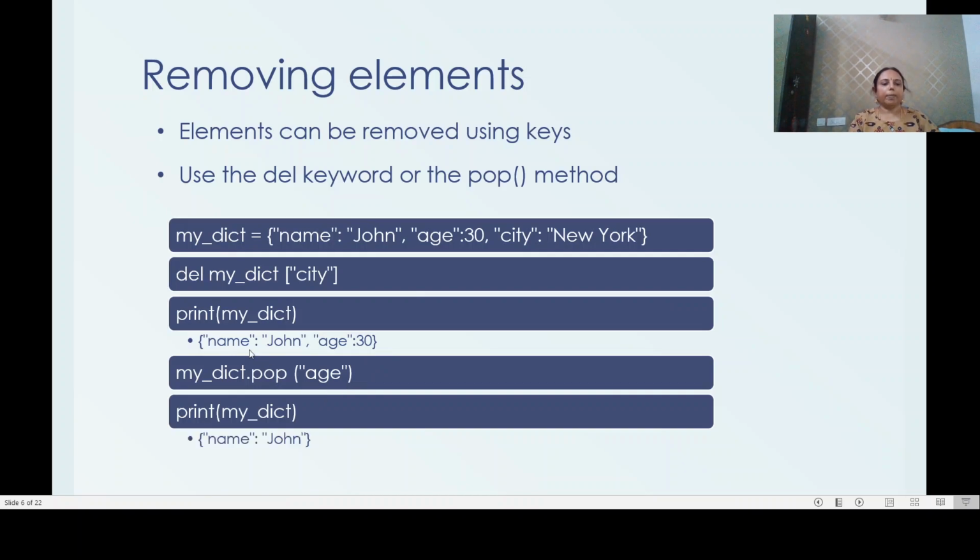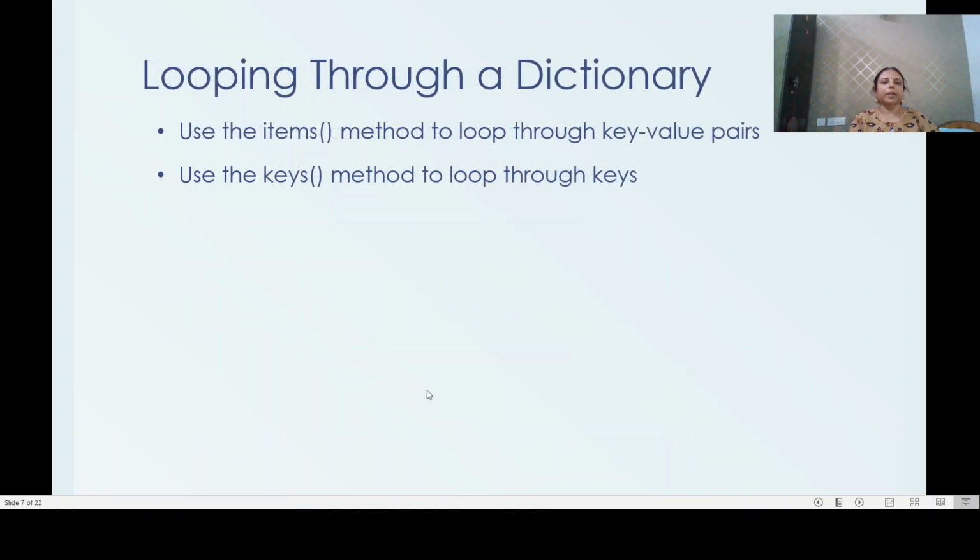Age, where I will be getting the output as name John only. Then you can loop the items through the dictionary using the items method, and you can also use the keys method to loop through the keys. The items method will loop through the key value pairs. If I want to refer to both the key and value, then I have to use this items method. But the keys method will loop through the keys alone.